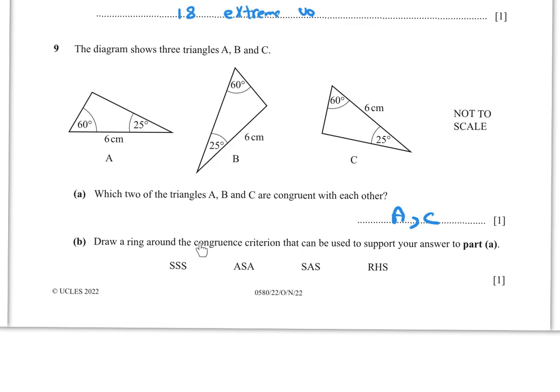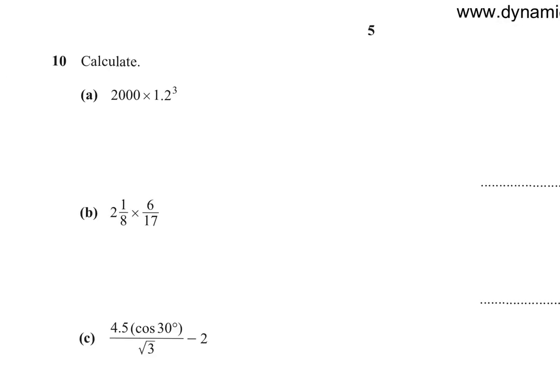Draw a ring around the congruence criterion that can be used to support your answer to part A. We have 2 angles and the side in between. It's called ASA, angle, side, angle. So ASA.